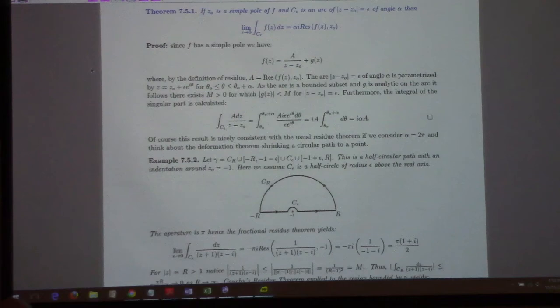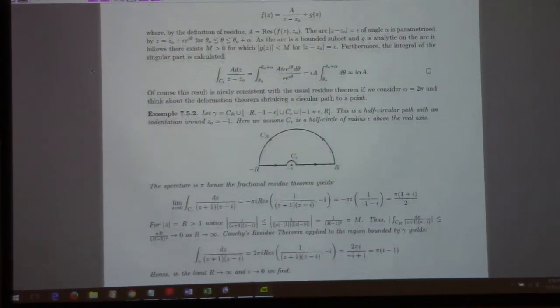If you had it at a sector, it would pick up the appropriate amount of the sector. But here it is. If z naught is a simple pole of f, and C epsilon is an arc of angle alpha, then the result as epsilon goes to 0 is alpha i times the residue. So in particular, if alpha is 2 pi, we get the standard residue theorem. But this says that it actually extends, or descends perhaps, to arcs.